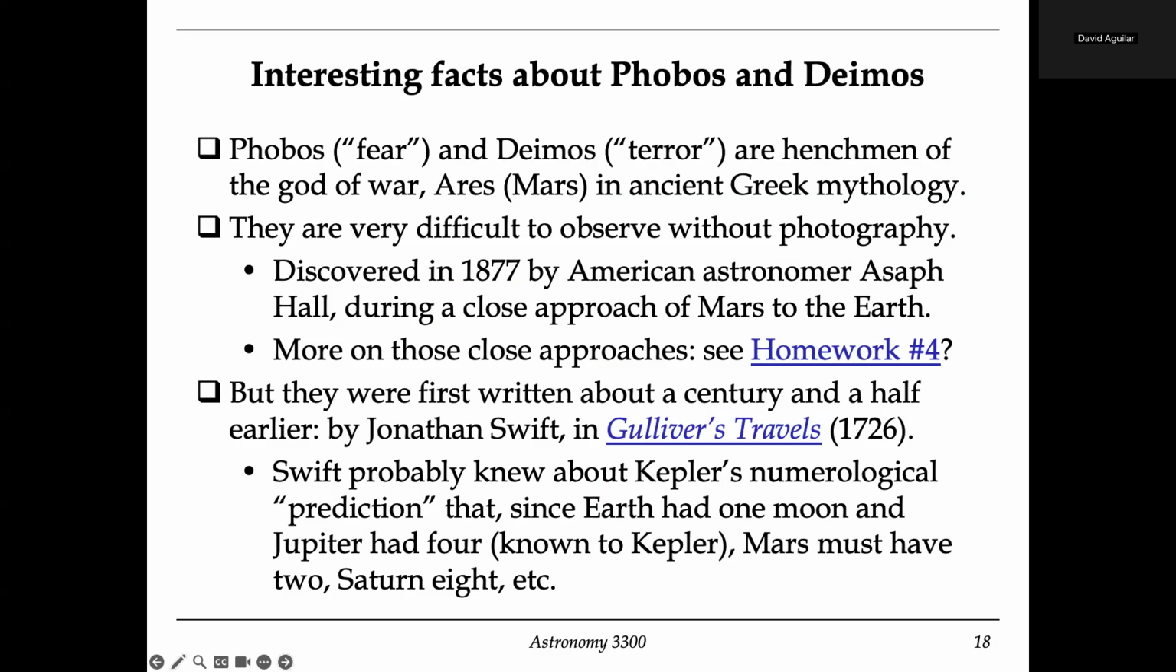So they're very difficult to observe without photography. They weren't discovered in ancient times. They weren't known about. The only ones that we knew about during Galileo's time were, of course, Venus and Jupiter. So during 1877, we saw a close approach to Earth and found how big these things are. I think we'll talk a little bit about close approaches in homework 4, but I don't think that we planned out what we're doing next.